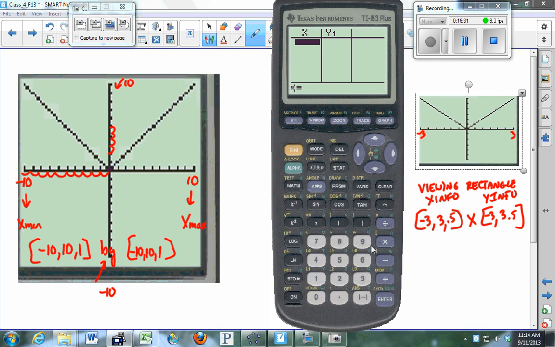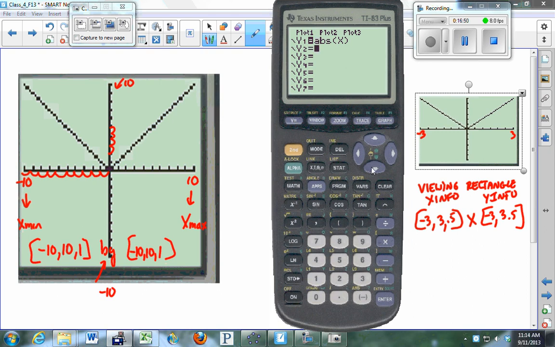So here's where you actually put in whatever value you want to put in for X. And once you hit enter, boom, it is calculating whatever is in Y1 in your calculator. It's finding the answer based on what you've put in Y1, which is absolute value.